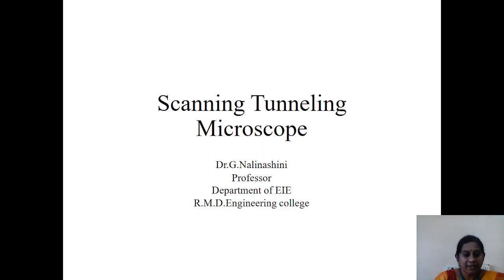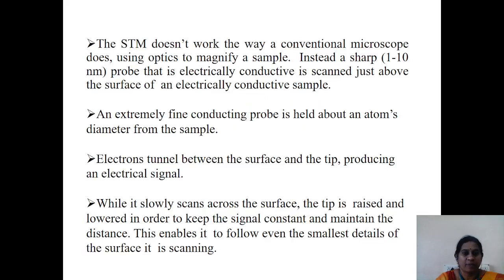These microscopes are widely used in both industrial and fundamental research to obtain atomic scale images of metal surfaces. It provides a three-dimensional profile of the surface, thereby characteristics of any surface can be determined. We'll discuss the construction and the working of the scanning tunneling microscope in this video lecture.